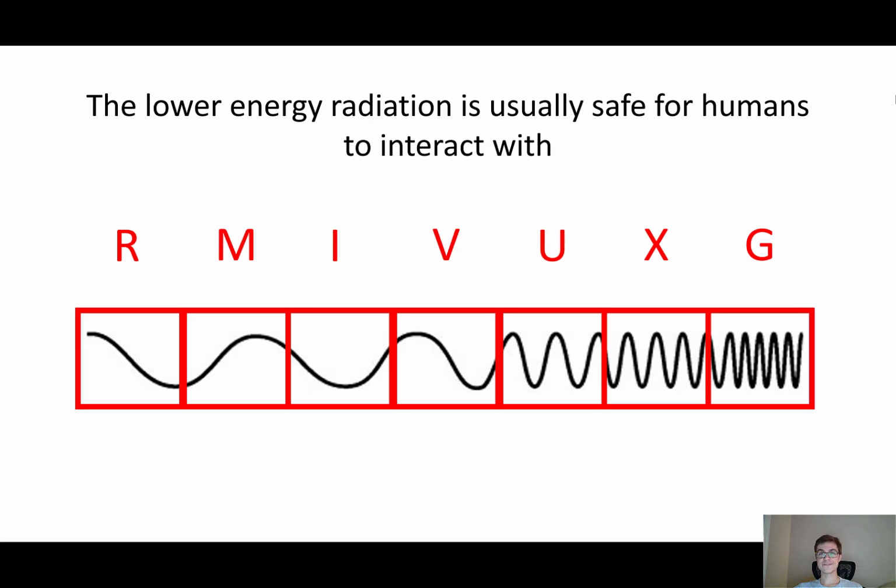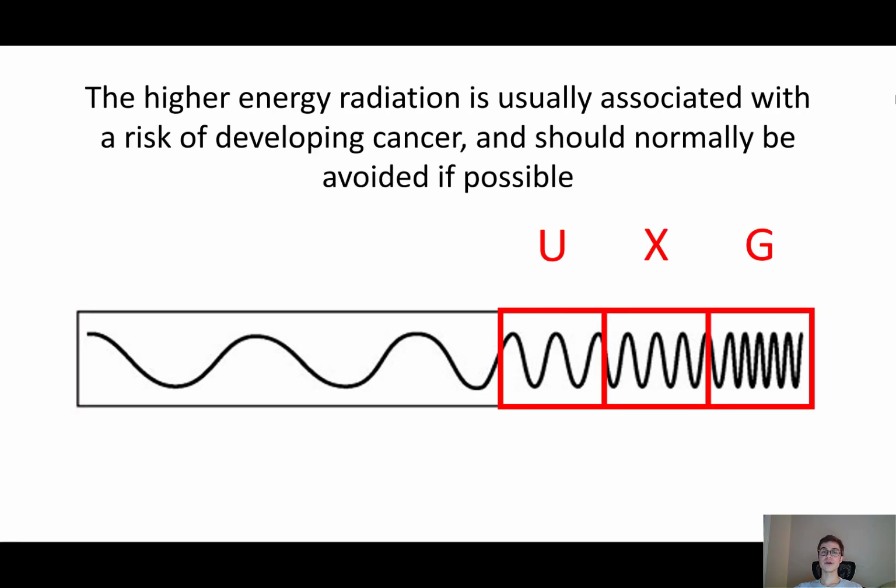When it comes to safety, the lower end of the radiation scale is normally pretty safe for humans to interact with. But the more energetic radiation is usually associated with a risk of developing cancer and it should be avoided if possible. So ultraviolet, X-rays, gamma rays, not very good for you.